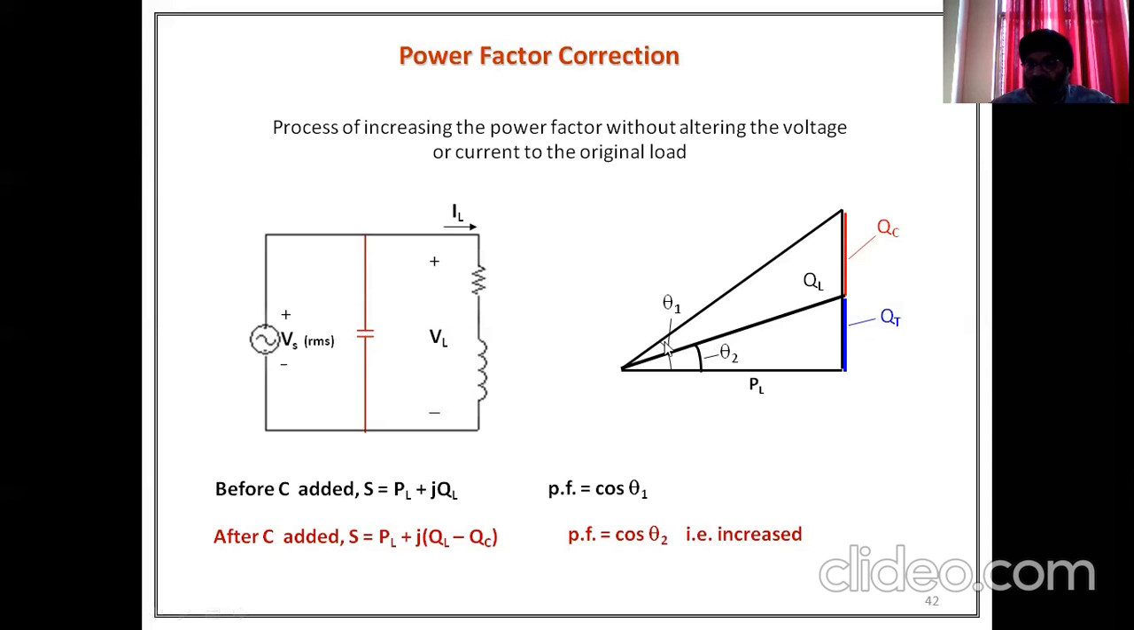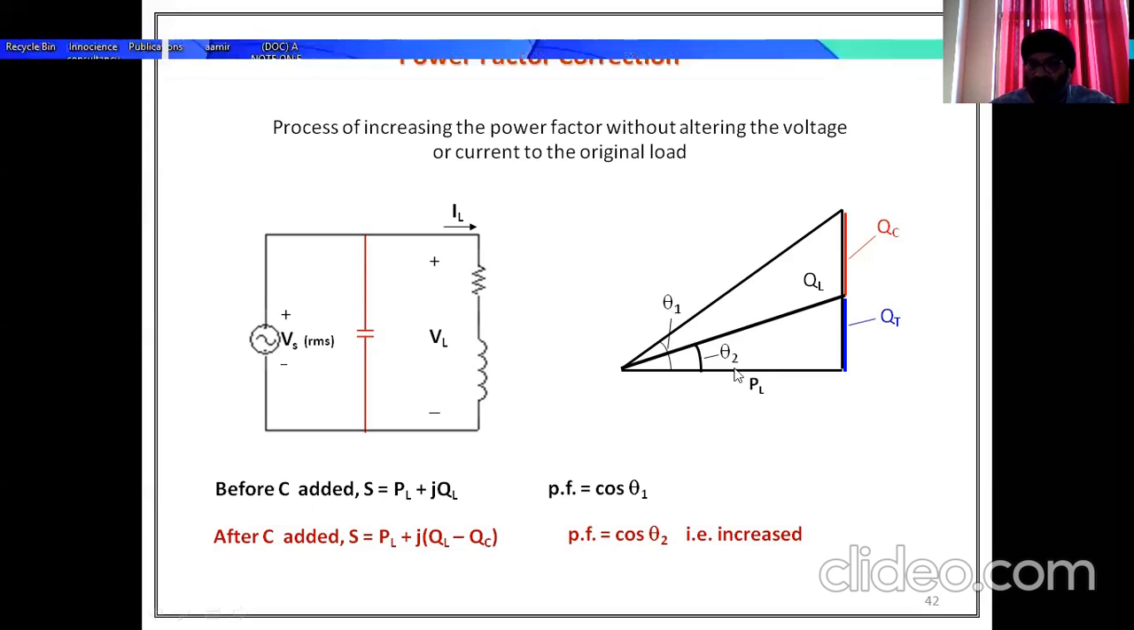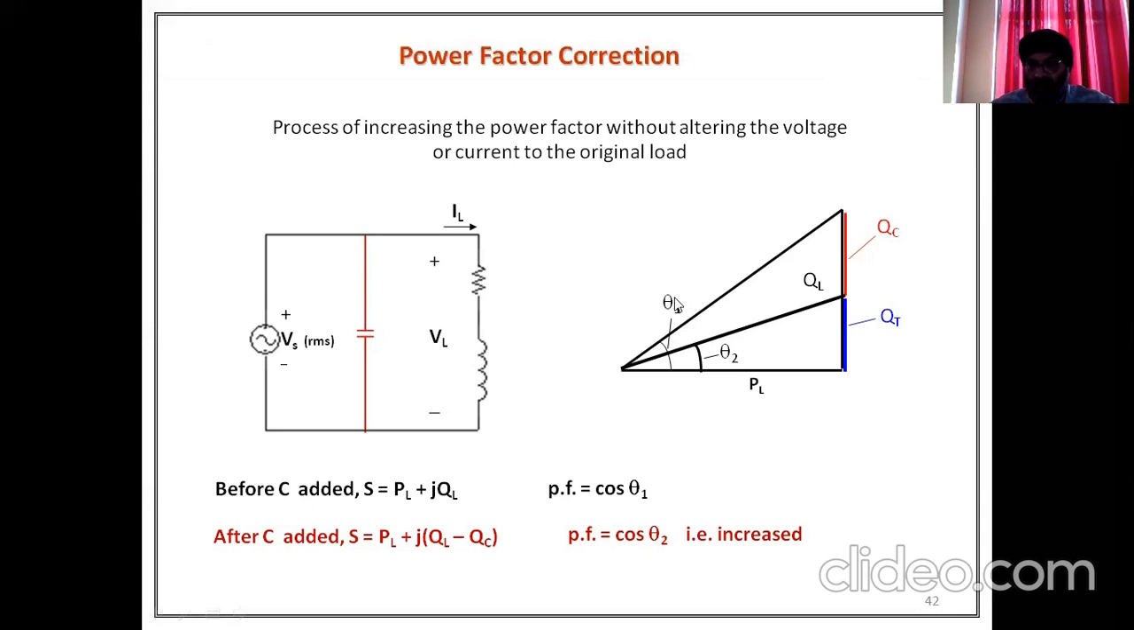So cos theta 1 and cos theta 2. In this case, theta 1 was higher and theta 2 is lower. So if we take the cos of theta 1 and theta 2, the value of cos theta 2 will be more. Let's say one is 30 degrees and the other is 60 degrees. So cos 30 degree is higher and cos 60 degree is lower.